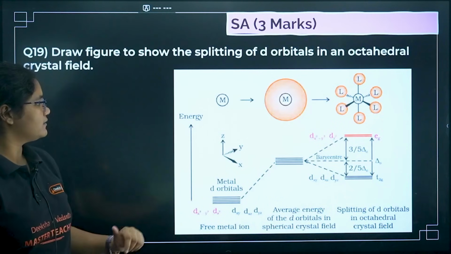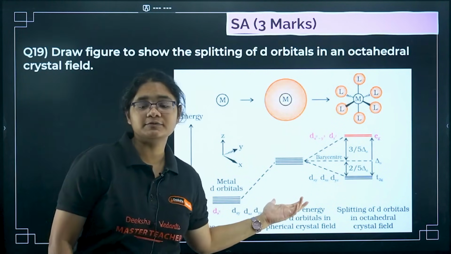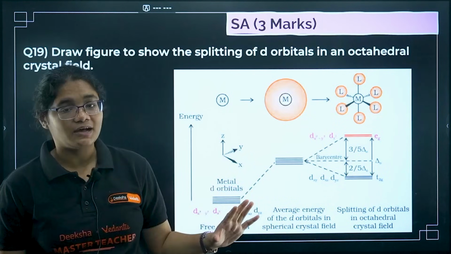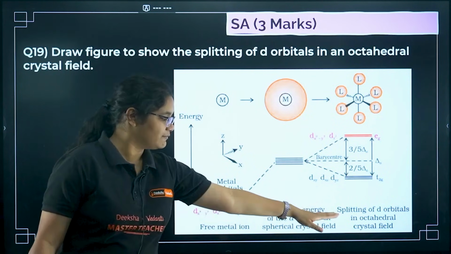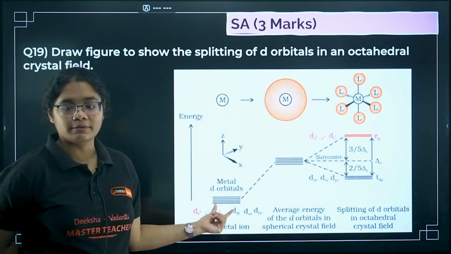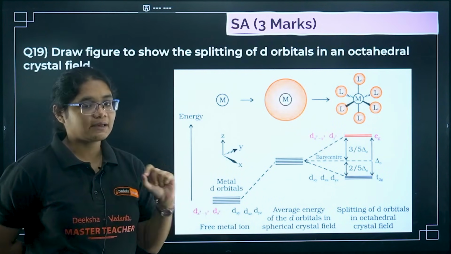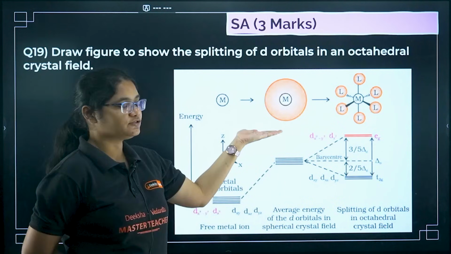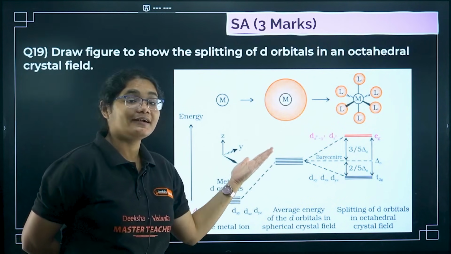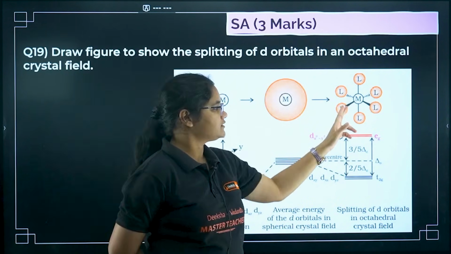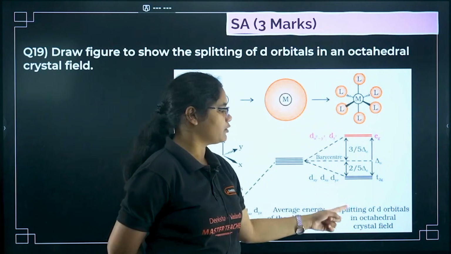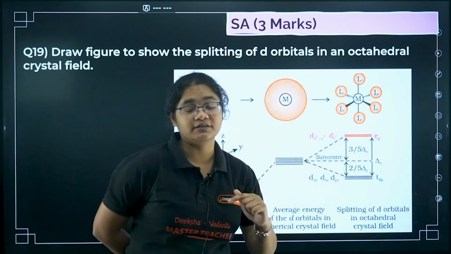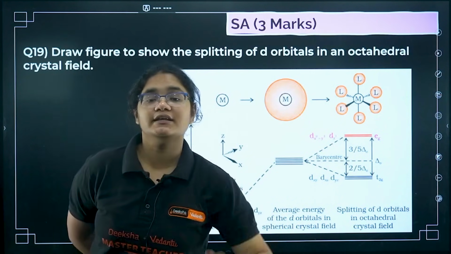Now we'll show that in an example. D orbital splitting of an octahedral complex. Many years these questions have been asked, so you have to remember, you have to do proper labeling. First, these are the degenerate d orbitals, where all the orbitals have the same energy. Now when the ligands approach in a spherical form, the energy of the d orbitals increases, but they are still degenerate. Now when the ligands approach, there is repulsion, because of which the d orbitals split, and this value is called the crystal field splitting energy, the difference between the t2g level and the eg level.